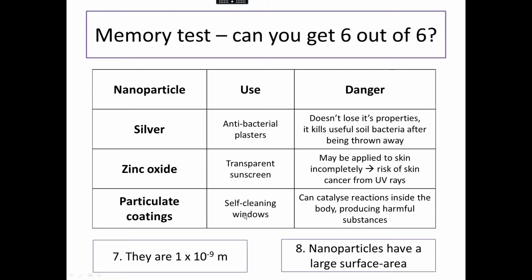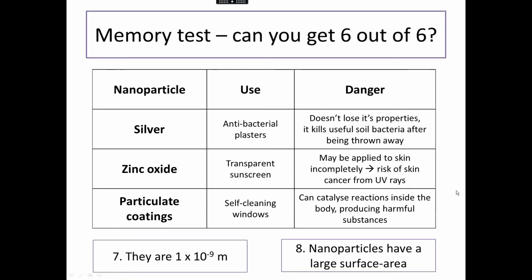Particulate coatings help windows to clean themselves. They get activated by UV light and water to help break down organic matter on windows. But they can also catalyze reactions inside the body, producing harmful substances potentially. How big are nanoparticles? They are 1 times 10 to the minus 9 meters. Why do they have unusual properties? They have a large surface area.